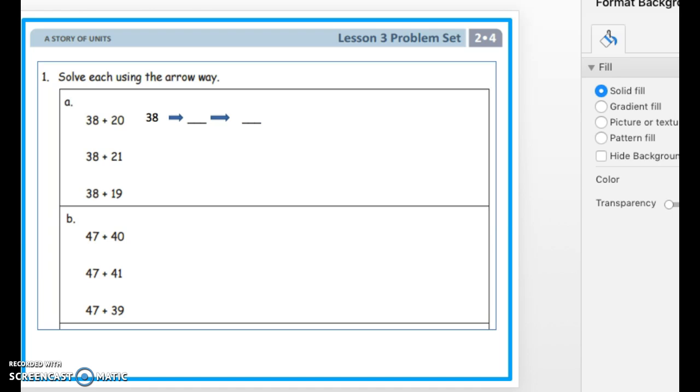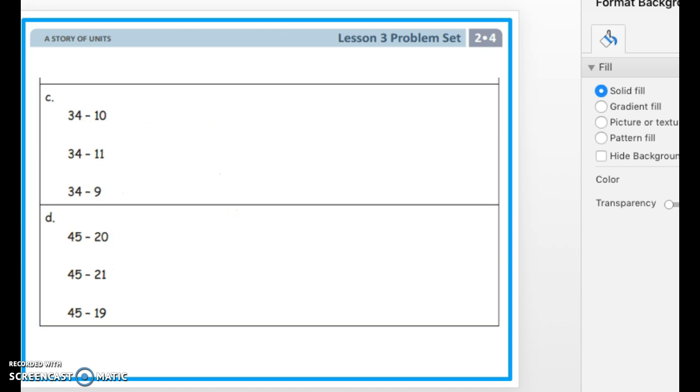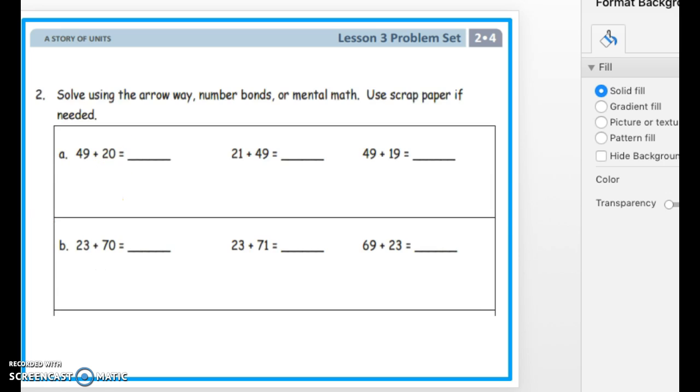I want you to look at this paper because this is our problem set that you're going to be doing. And you're going to be getting some numbers and you're going to be using the arrow way to solve them. And you're going to just see how easy it is to just add one more or subtract one more to get our answers. The harder part comes on the second page when we start doing the subtraction, but I don't think it's going to be a problem for you because you're just going to be using your arrow way too to see how these all go together. All right, and then you're going to use your arrow way, number bonds, or if you can do it in your head, awesome.